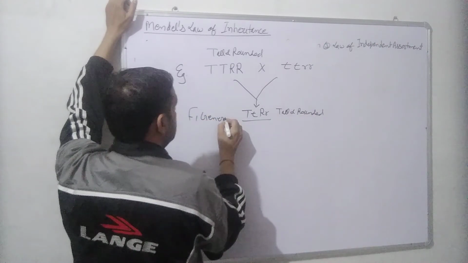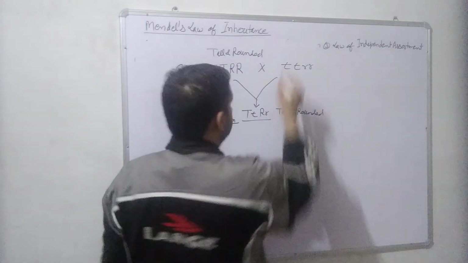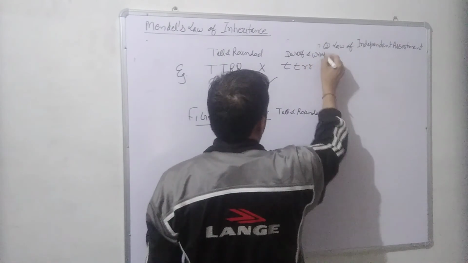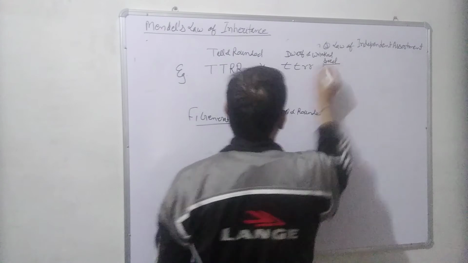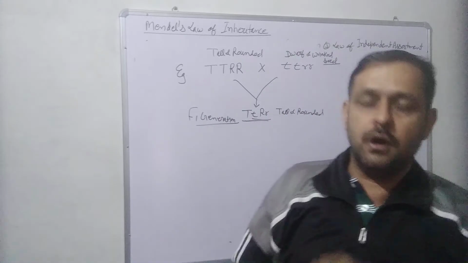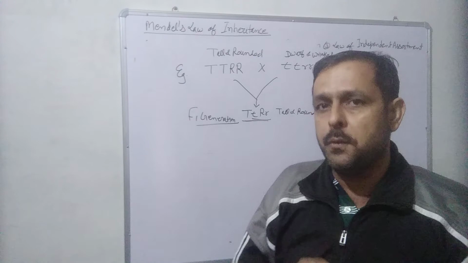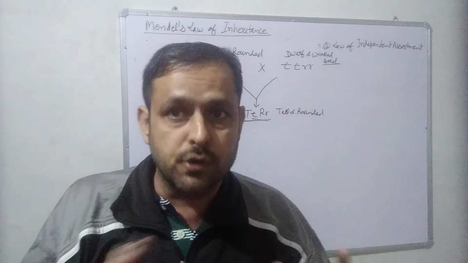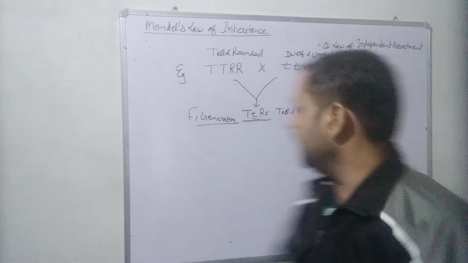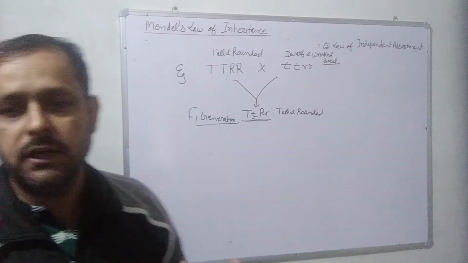The character which does not come in the F1 generation is not destroyed, and they have their own strand which is present in the F2 generation. This is the law of independent assortment.